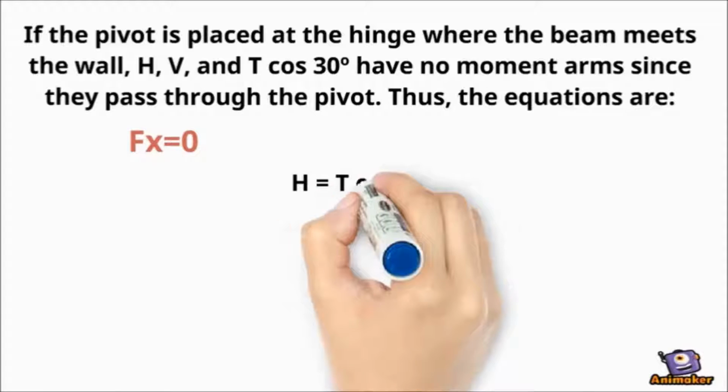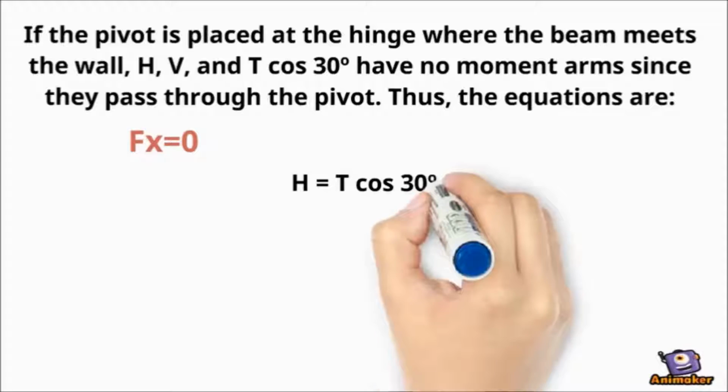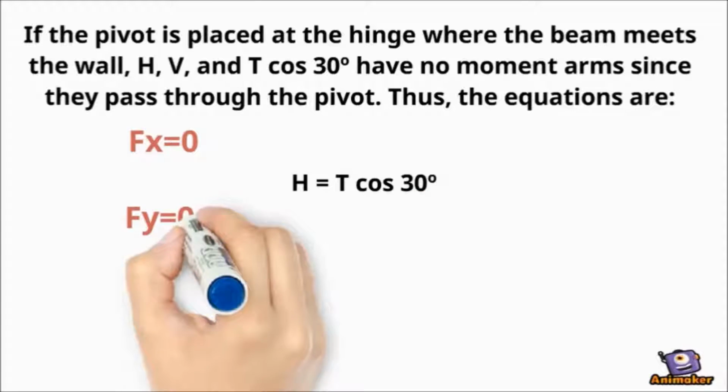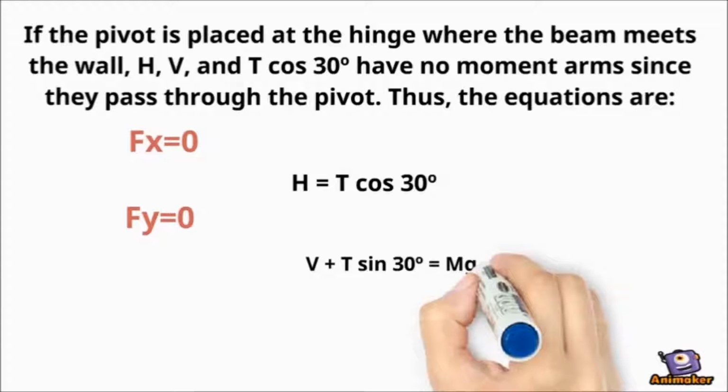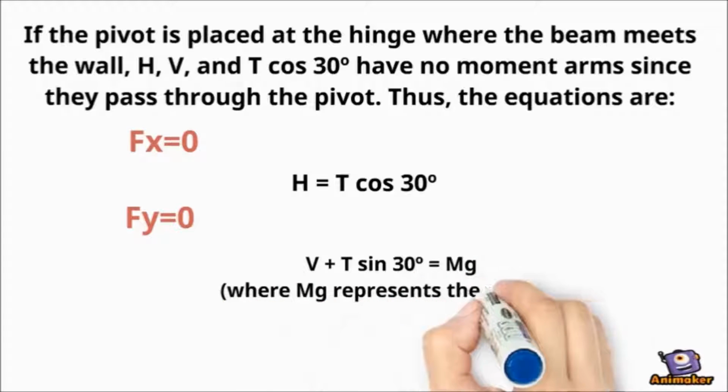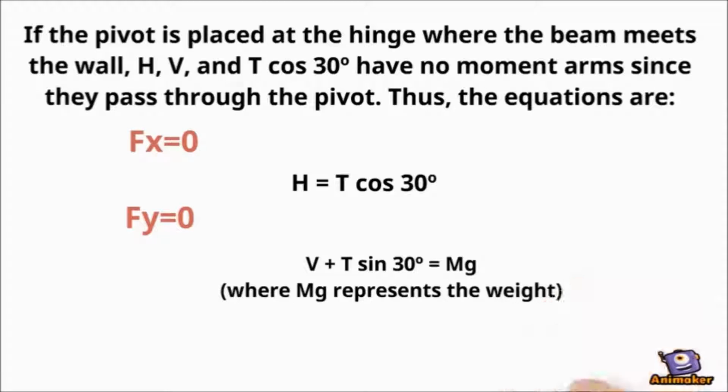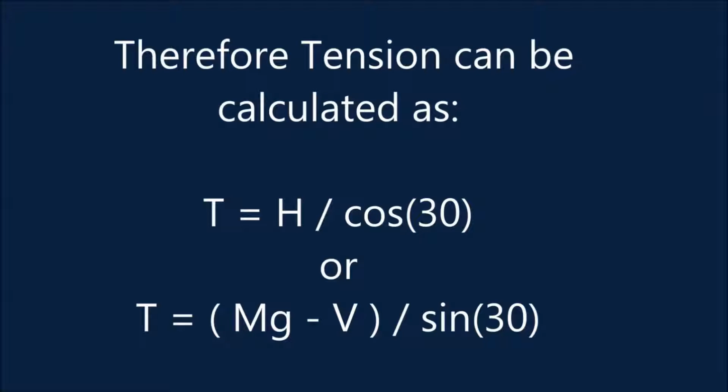Summation of Fx is equal to 0. H is equal to T cosine 30. Summation of Fy is equal to 0. V plus T sine 30 is equal to the mass multiplied by the gravity. Mg represents the weight of the beam. Therefore tension can be calculated as T is equal to H over cosine 30, or T is equal to mg minus V over sine 30.